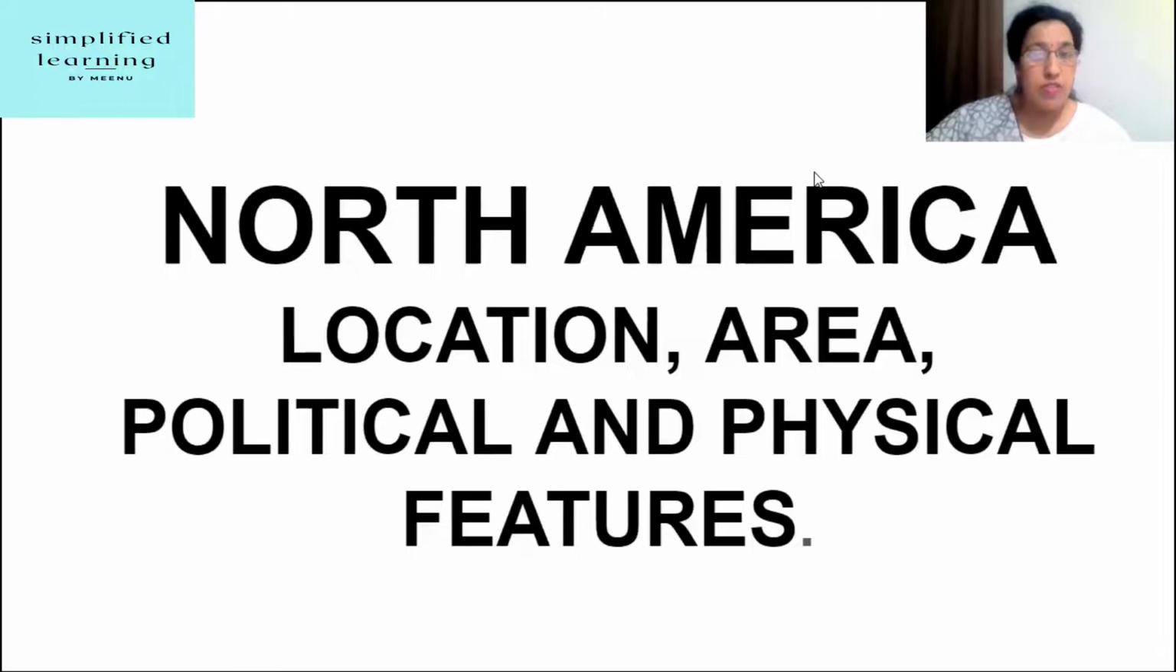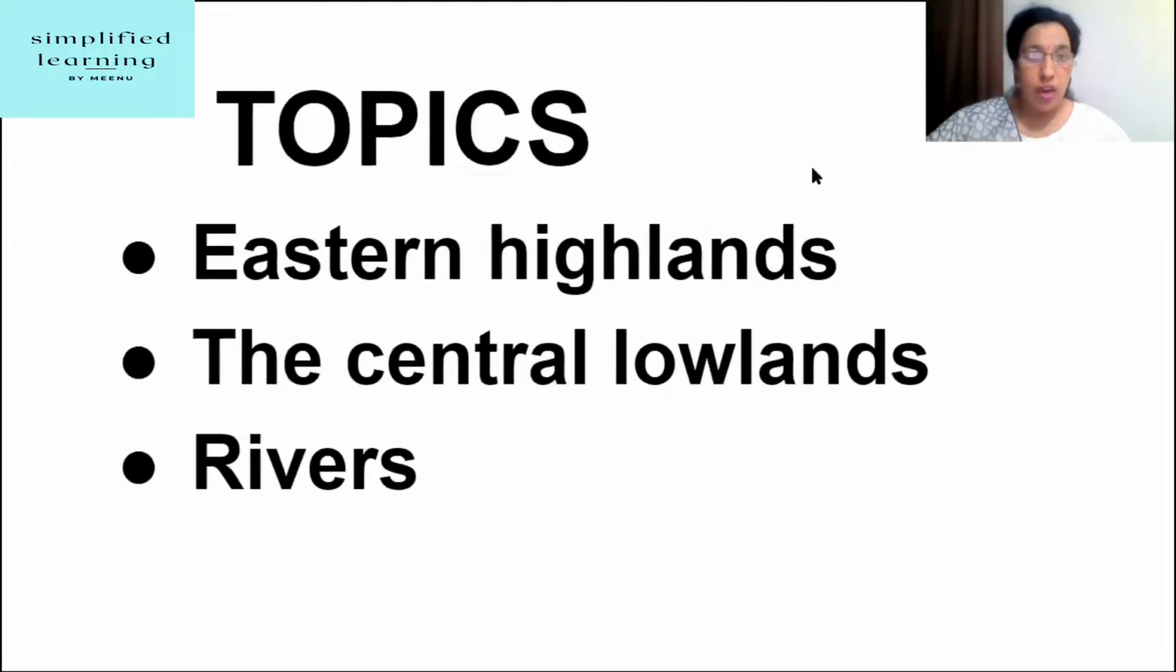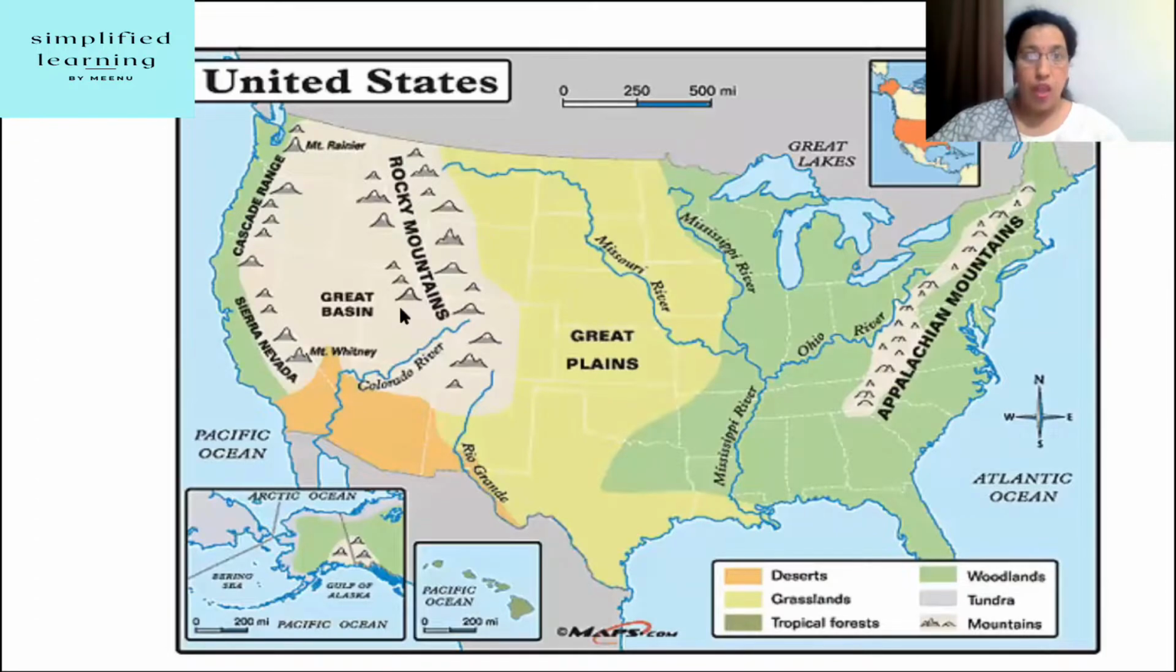The name of the chapter is North America, location, area, political and physical features. Topics for today are Eastern Highlands, the Central Lowlands, and rivers. Another name of Eastern Highlands is Appalachian Mountains, which we have discussed last time also. This time we will only recall a little about it. The Central Lowlands are also known as Great Central Plains. Clear? And the next is rivers.